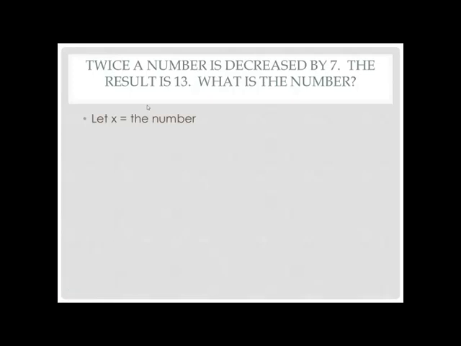Now some of these may be in word problems, and you'll just have to set them up. This one says twice a number is decreased by 7. Twice, 2 times. Decrease means subtract. The result, which means equal, is 13. What is the number? Well, the first thing we want to do is define the number. So we'll let x equal the number. Let it be the variable x. So to write that out, twice a number, or 2 times x, is decreased by 7, or minus 7. The result is 13, equals 13.